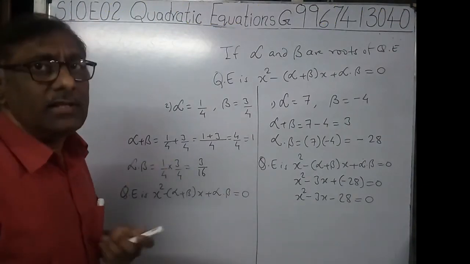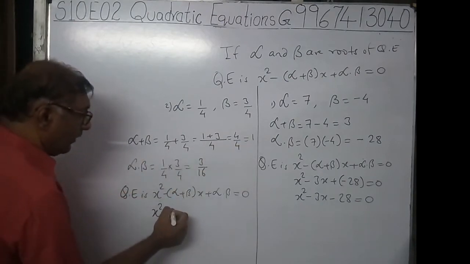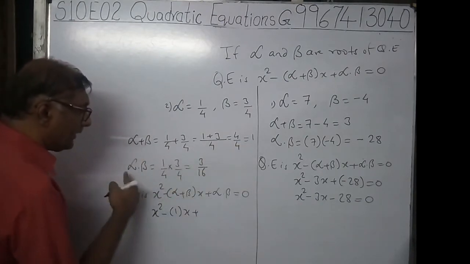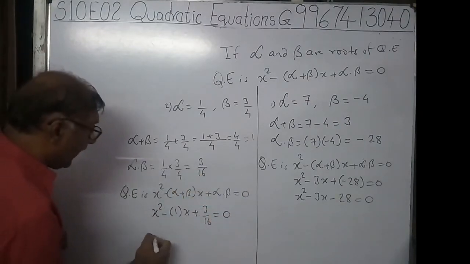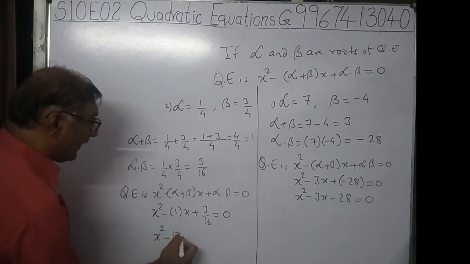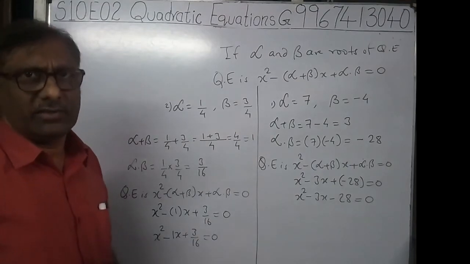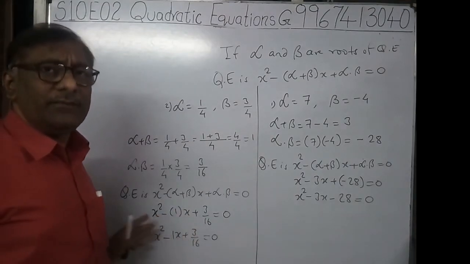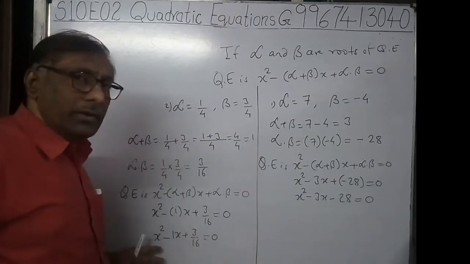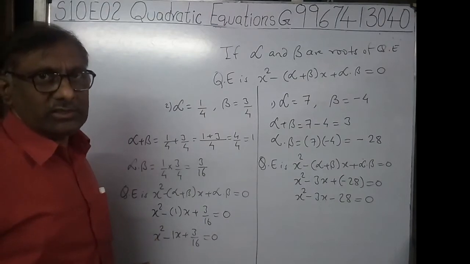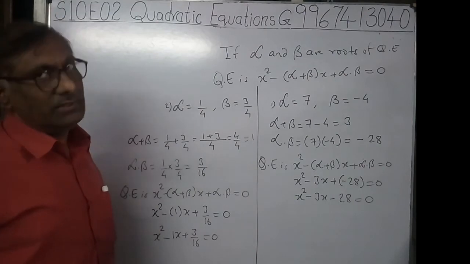Now what is next point? Just fill in the values. Okay, x square minus, what is alpha plus beta? It is 1. Okay, 1x plus, what is alpha into beta? 3 upon 16 is equal to 0. Open the brackets. X square minus 1x plus 3 upon 16 is equal to 0 is the required quadratic equation. Well, you can simplify it further by multiplying the whole equation by 16. But that's another story. What I want is just the raw form of the quadratic equation. I got x square minus 1x plus 3 upon 16 is equal to 0.